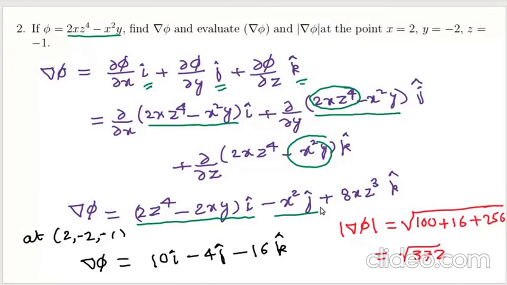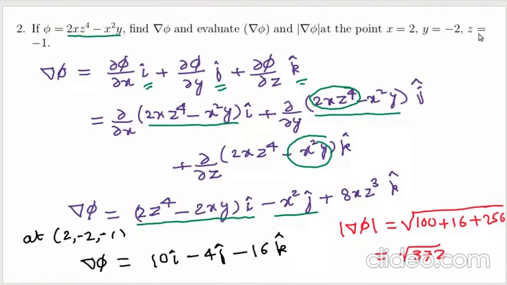If you are asked to find the gradient at a particular point, 2, minus 2, minus 1, you can put the value of x as 2, y as minus 2, and z as minus 1. If you put these values in this gradient function, you will obtain that the gradient is 10 i cap minus 4 j cap minus 16 k cap. So this is the first part of the question: firstly, find the gradient and evaluate this value at 2, minus 2, and minus 1.